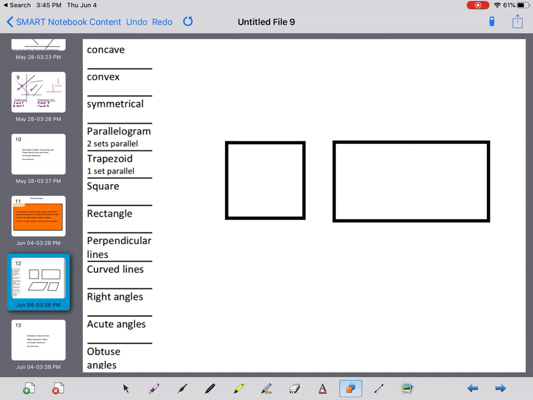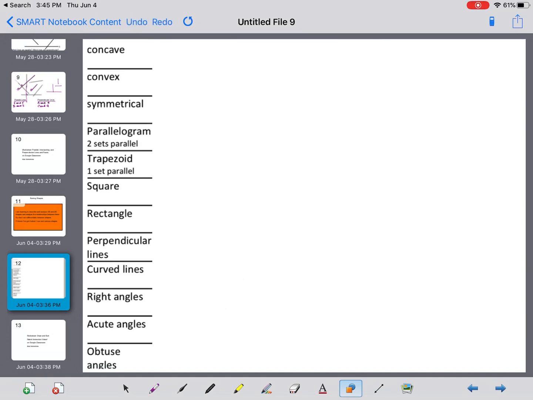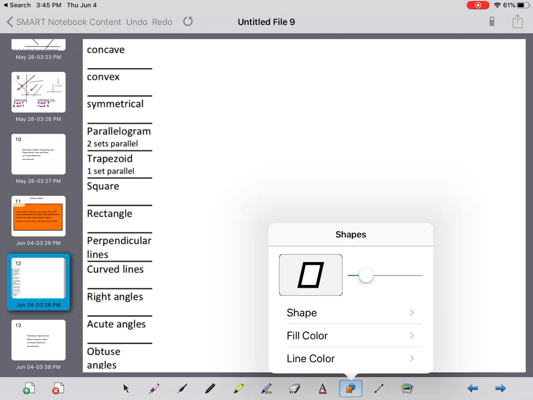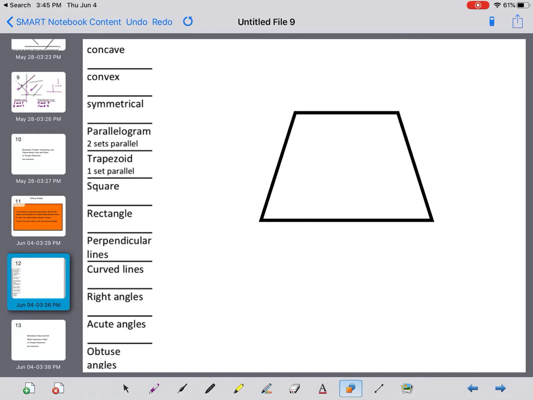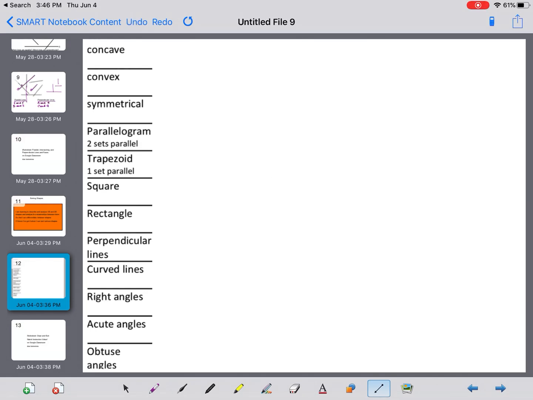Okay, I'll erase those. And then we also have a trapezoid, which is any quadrilateral that has only one set of parallel lines. I'll show you one of those, and it would look like this. Trapezoids sometimes also have a 90-degree angle here, but an angle on the other side. Okay, so we'll just erase that.